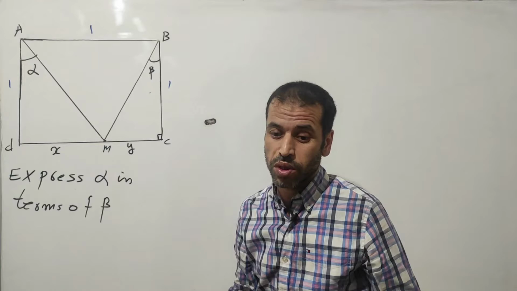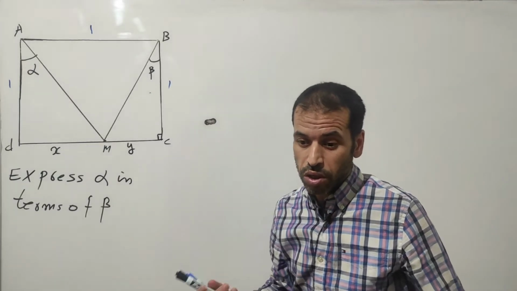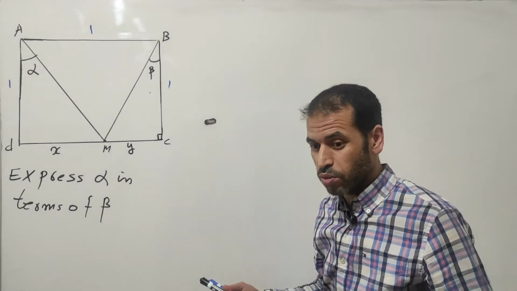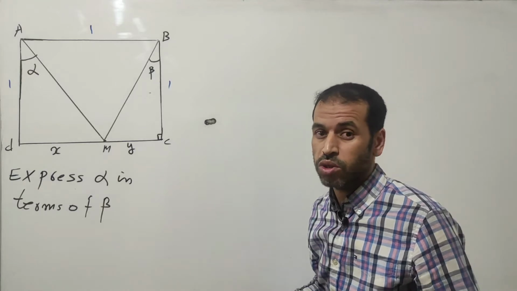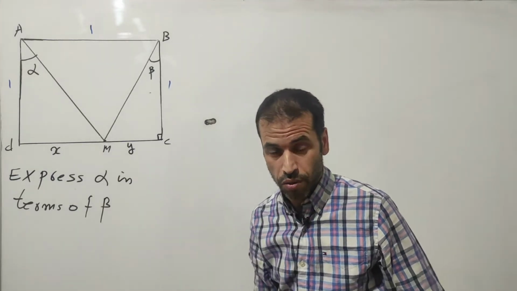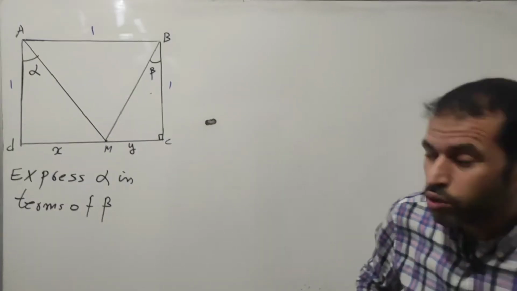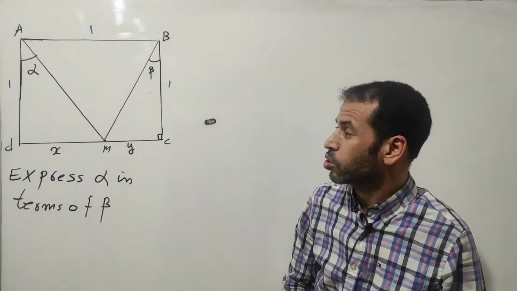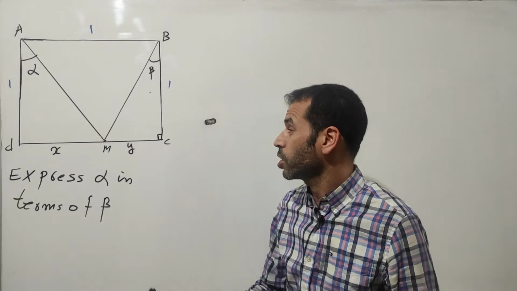You can express that in any way you want, in terms of sine or cosine or tangent, whatever it is. The important thing is just to find the relationship between alpha and beta. You can give this problem a try, get a solution, and then go ahead with this video whenever you come back to see us.